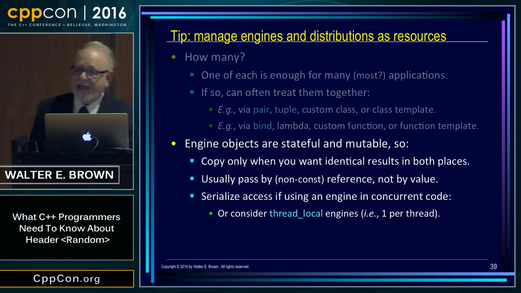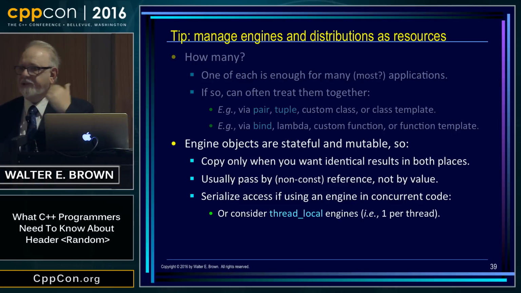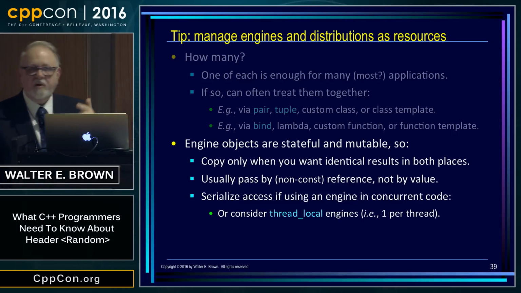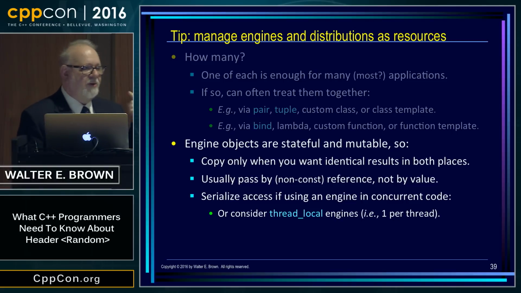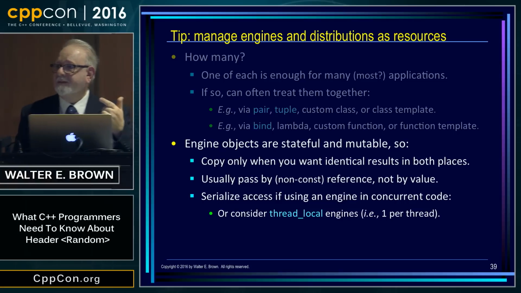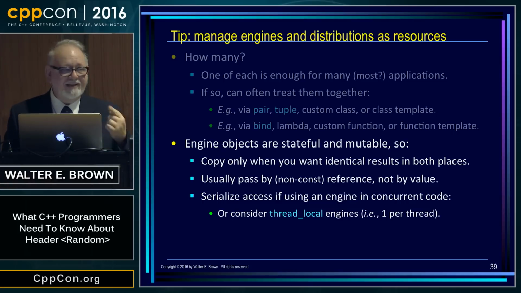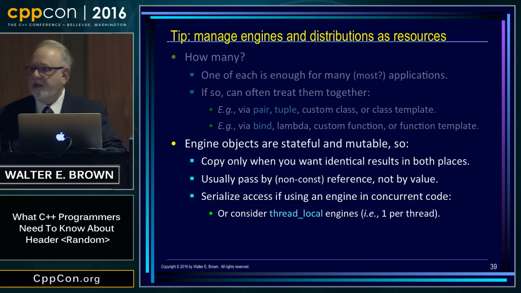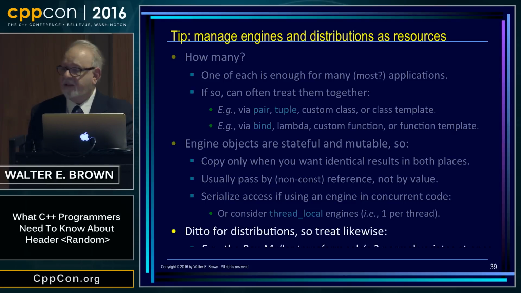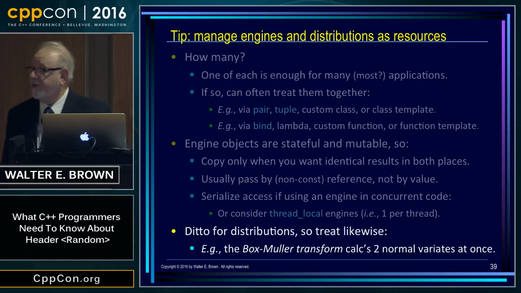You do need to keep in mind that engine objects are stateful and mutable. So if you're going to pass them around to other code, do not pass by const reference, because they will be impotent when they get there. Okay? They're not const. If you're using concurrent code, you need to serialize. Or you can consider multiple engines, one per thread, for example.